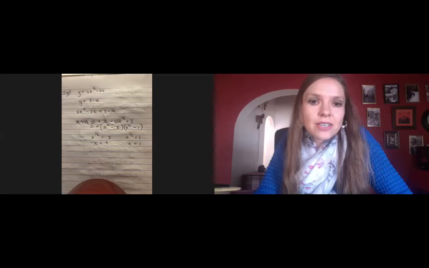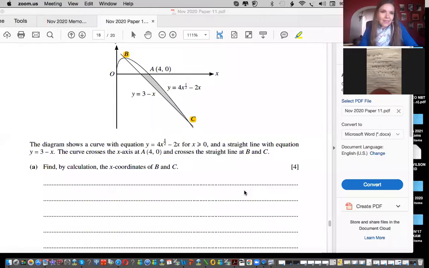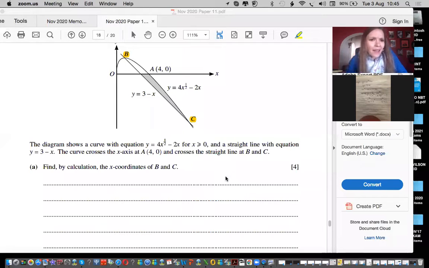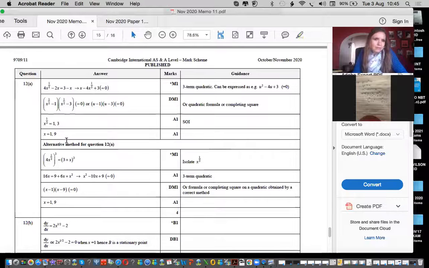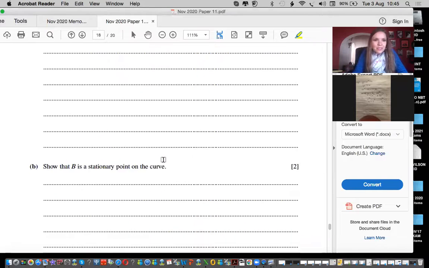Sorry, I'm rushing a little bit now, but I feel like I really just want to finish this paper. The x coordinates of B and C. Fantastic. It was 1 and 9. I don't think they need us to specify which one's which. No, just say 1 and 9. And we are happy. Next question.